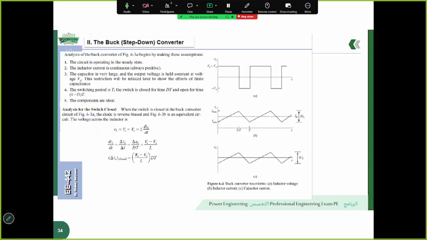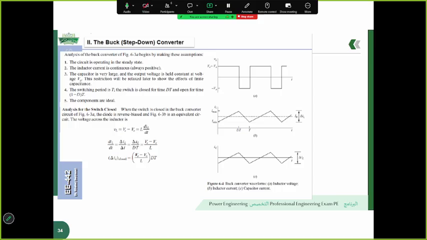This is called continuous conduction mode, or CCM. And the capacitor is assumed to be very large, so that the output voltage V out remains essentially constant. Later, the effect of a finite capacitor will be considered. And the total switching period is T. The switch is on for time DT and off for time (1 minus D) times T.